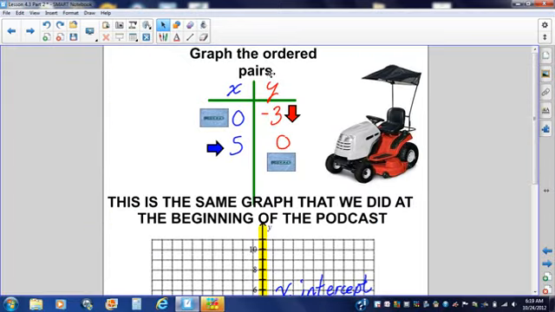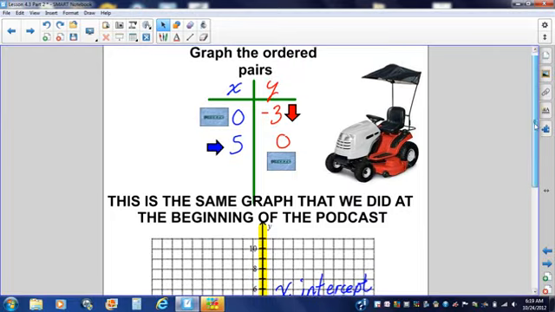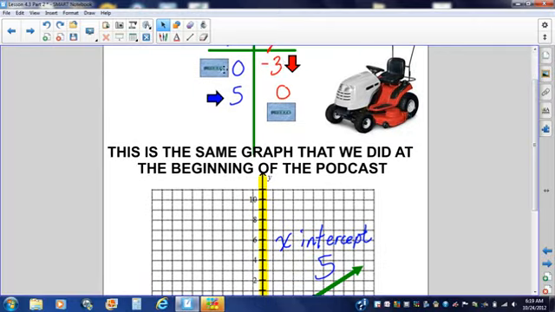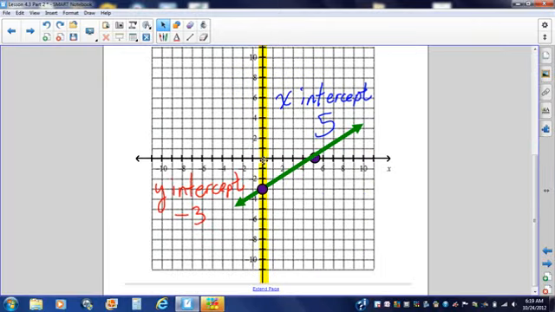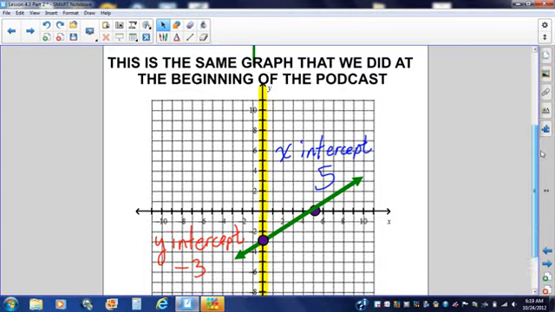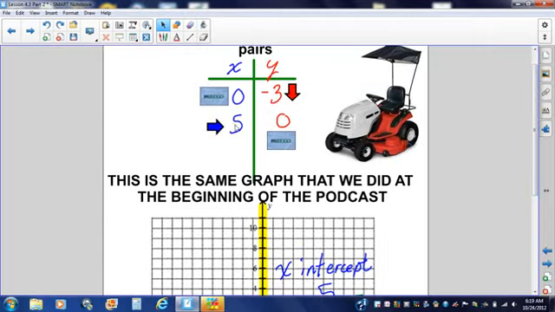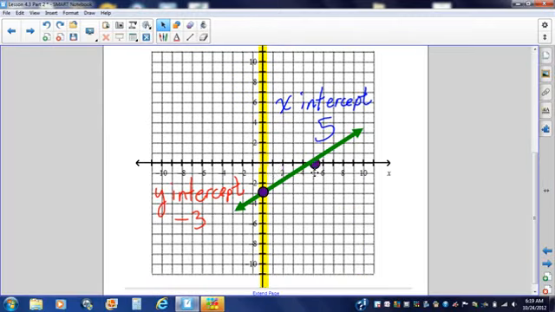Okay, now I'm going to graph the ordered pairs. So I have 0, negative 3, and 5, 0. So look at your graph paper again. We're going to go freeze, nowhere, then down 3. Boy, I think this is starting to look like the first graph we did. Right 5, and then 0, freeze.